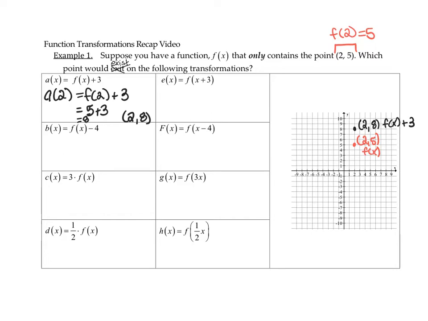Now we have b of x is f of x minus 4. Again, there's no change in the x value, so the only x value I can plug in is 2. b of 2 is f of 2, subtract 4. But what is f of 2? It's 5, and 5 subtract 4 is 1. So I have the ordered pair (2, 1). So here is the ordered pair (2, 1), and it's on f of x subtract 4, which is a shift down by 4 units.